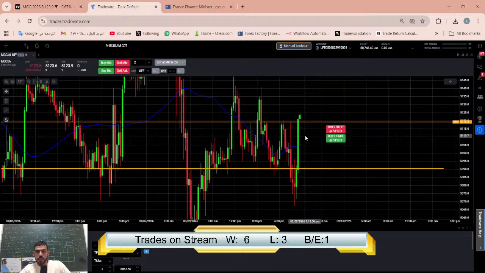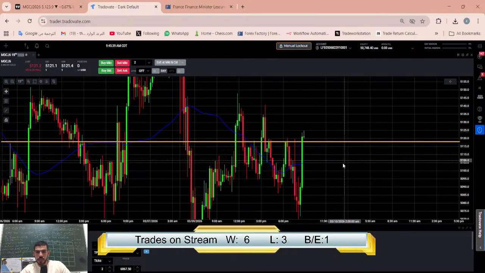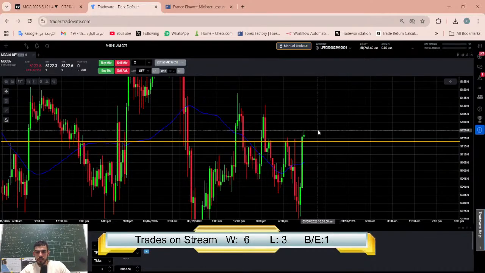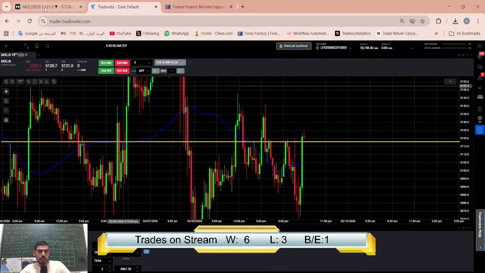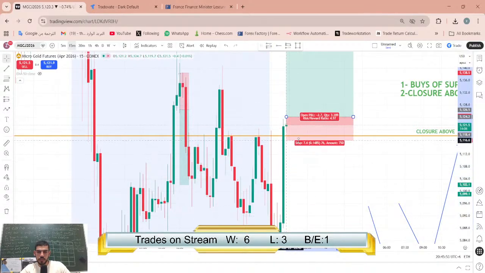But yeah, gold is very choppy these days and it needs some patience. Can we create a bigger wick than that? I think if we can create a bigger wick than that, we could anticipate buys.